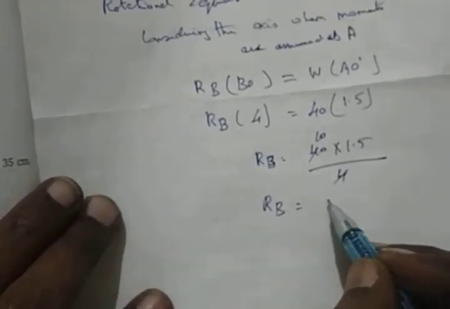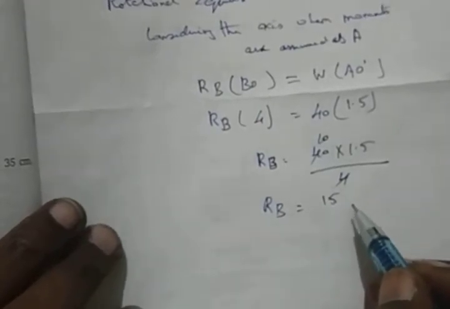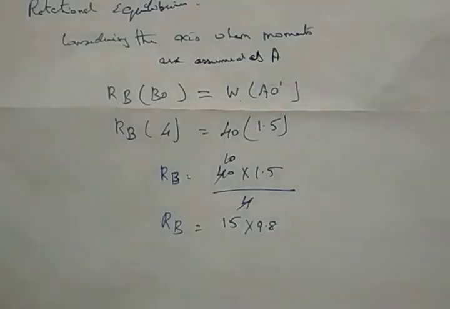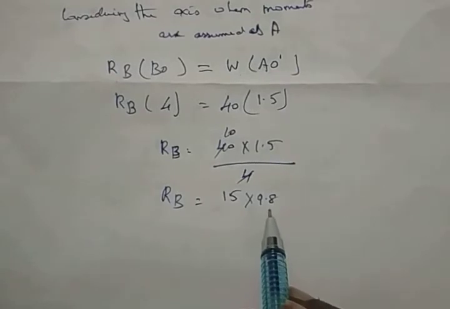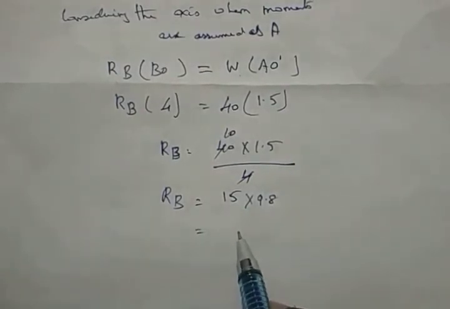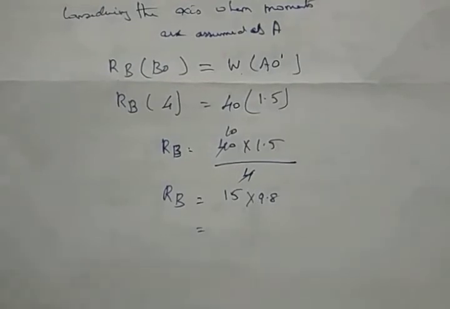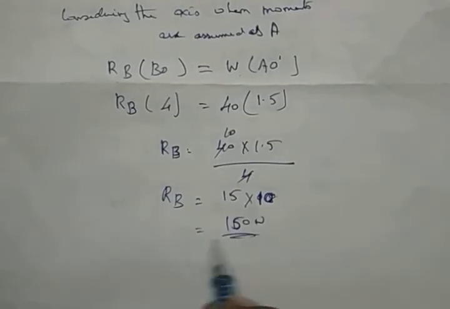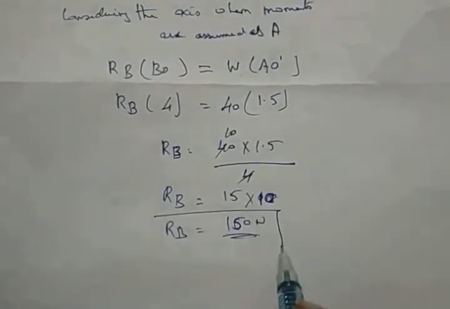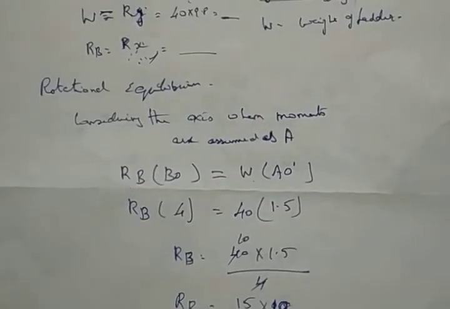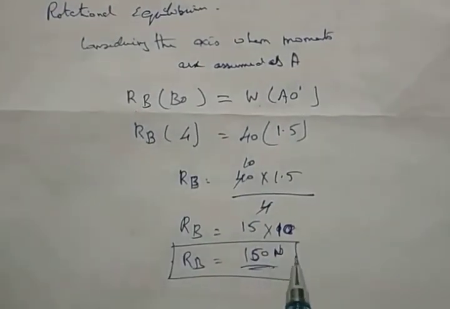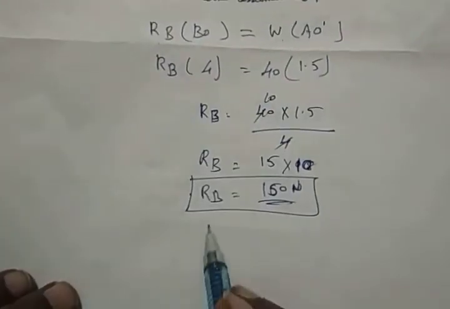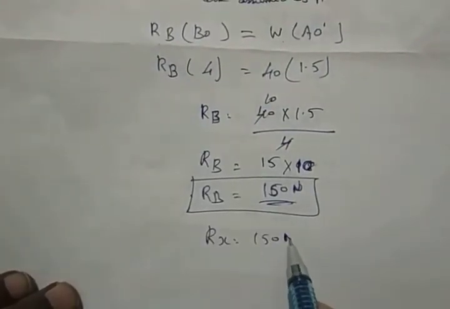RB is going to be equal to 15 into 9.8. You can consider 15 into 9.8, it's fine, or if you want to put 10 also it is okay, I don't mind. So it's going to be equal to 150 newtons. That is RB. Please remember RB is 150 newtons. Now look at this one. We already got the translational equilibrium as RB equal to Rx. So Rx is going to be equal to 150 newtons.